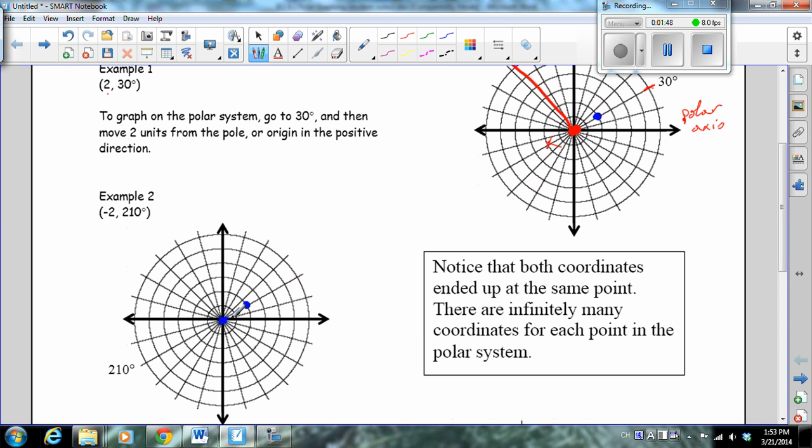The first thing I will do is, from my pole, locate angle 210, located in the third quadrant, which is here. And from here, I know I will count 2 units, not outward, not this way, but the opposite way. That's how I end at this location. Note that both coordinates end up at the same point. There are infinitely many coordinates for each point in the polar system, meaning for this point, I have infinitely many coordinates.